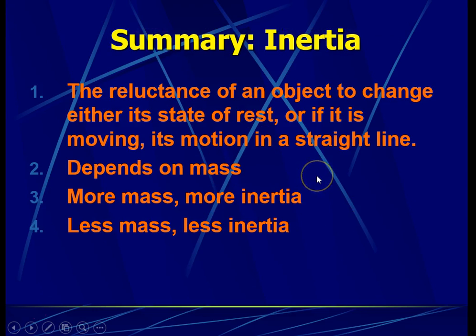So, in summary, inertia is the reluctance of an object to change either its state of rest or, if it is moving, its motion in a straight line. It depends very much on mass, and the more mass an object has, the more inertia it has. And if there's less mass, of course, the inertia will be a lot less.